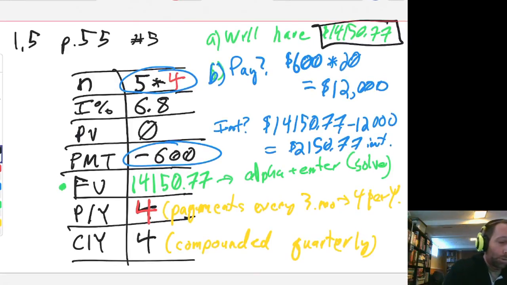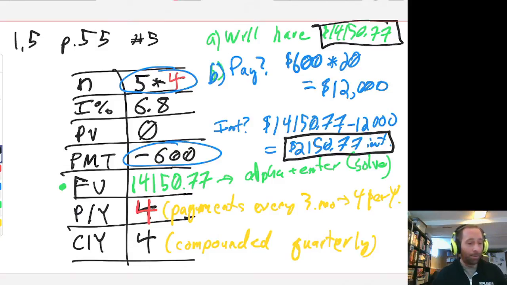Okay, so $14,150.77 is the total money that was accumulated after a 5-year period. How much interest was there? Well, we take the total money, and from that, we subtract the amount of money that he paid towards the investment. So that gives us interest of $2,150.77. Okay, so that's number 5.